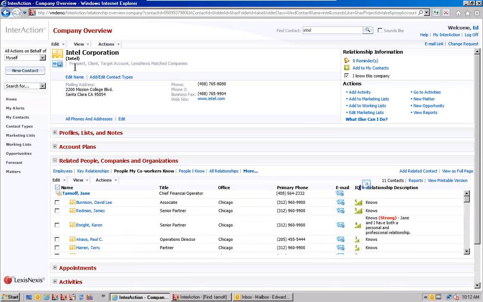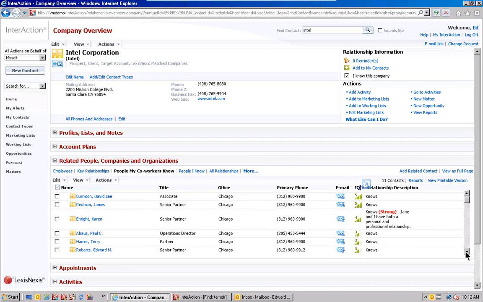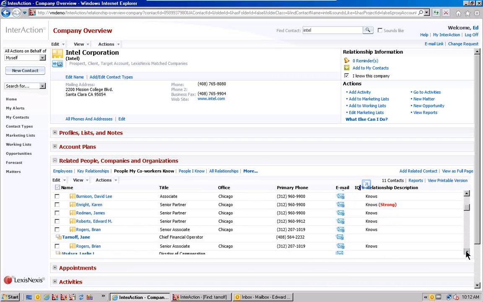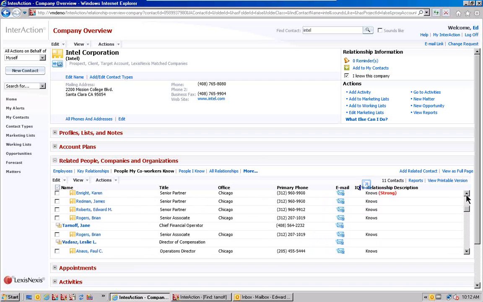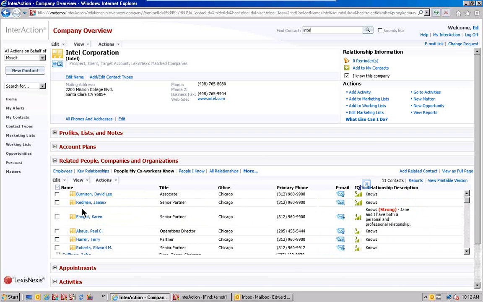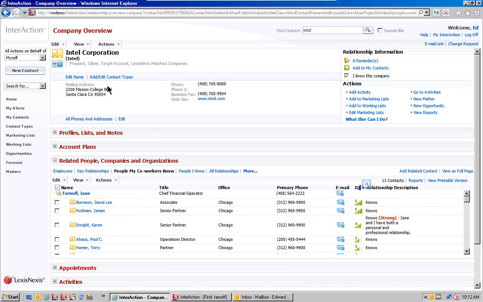And I can see when I'm looking at Intel that I have several people in the firm that not only know Jane but have a score with Jane versus other people at Intel. So as a user, I can definitely leverage the fact that I'll jump directly to these people within my firm to help me win more business because they've got that highest score with obviously the contact Jane.